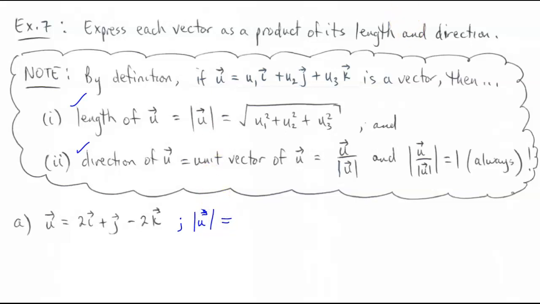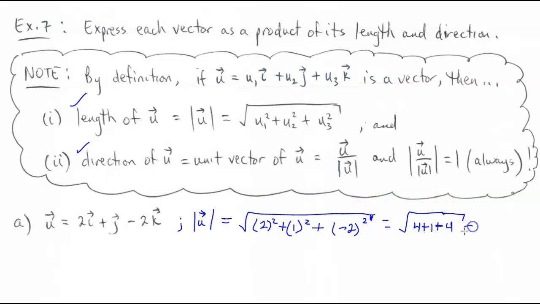So the first thing we need to find is the magnitude of this vector. Since this vector is in 3D space, we'll say the square root of the x component squared plus the y component squared plus the z component squared. This will be the square root of 4 plus 1 plus 4, which is the square root of 9, and that is just 3. So we know what our magnitude is.